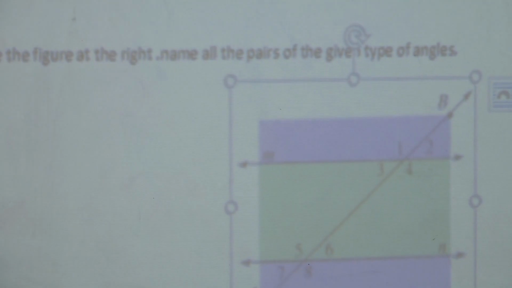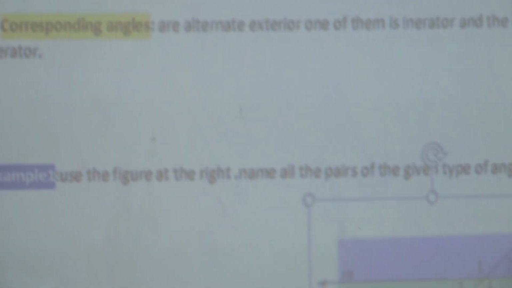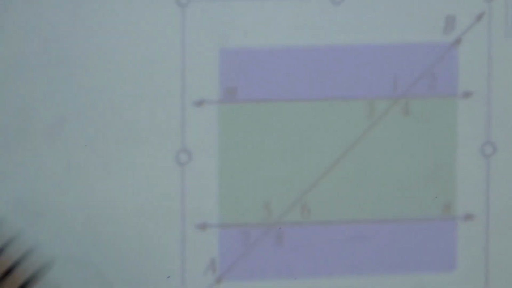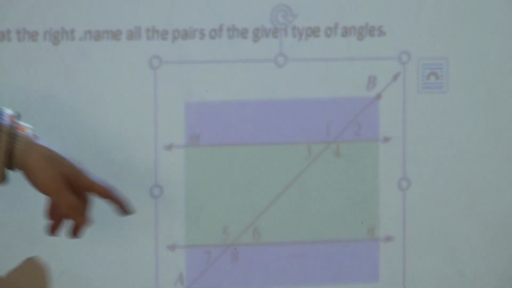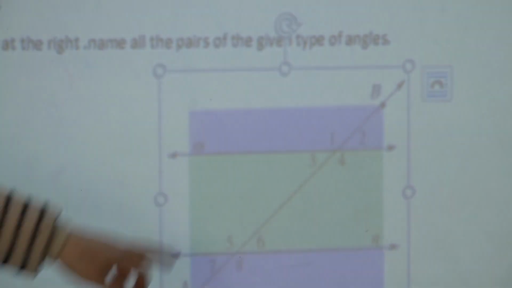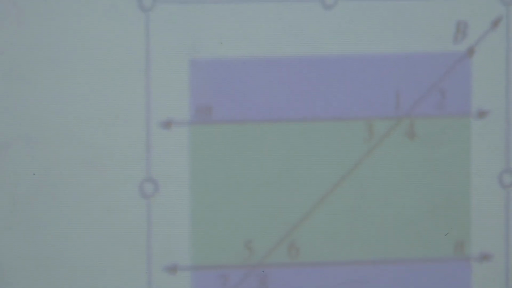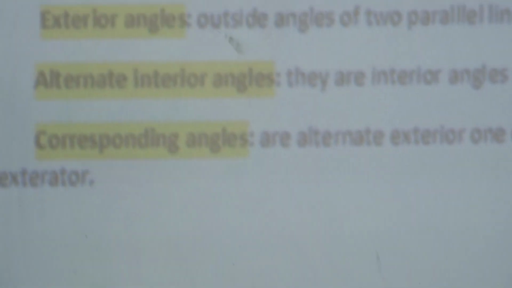Now alternate interior angles, what do they mean? They are interior angles separated by the transversal. So we have this transversal line. It means you have interior angles that are separated, meaning angles 3 and 6 together. We call this alternate interior angles. So angles 5 and 4 together are also alternate interior angles.